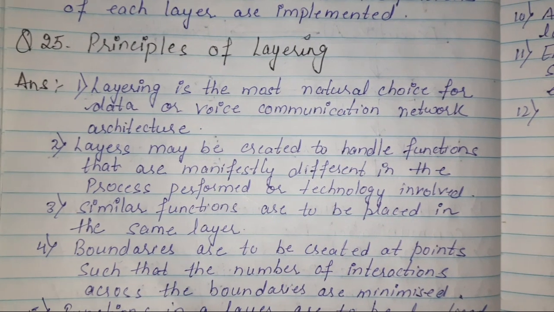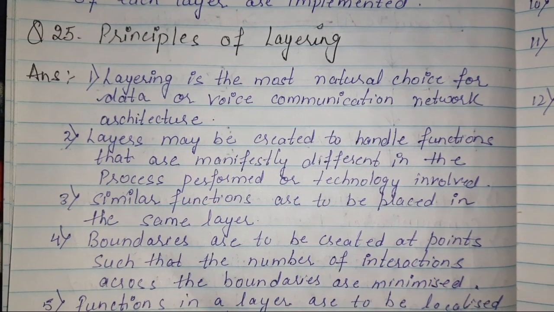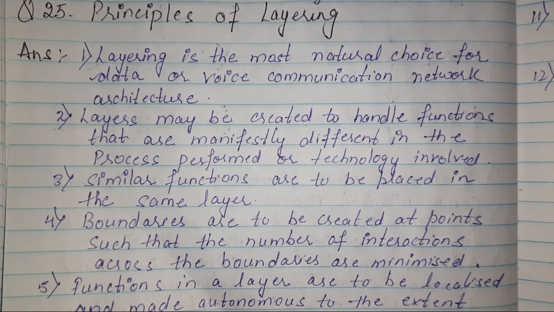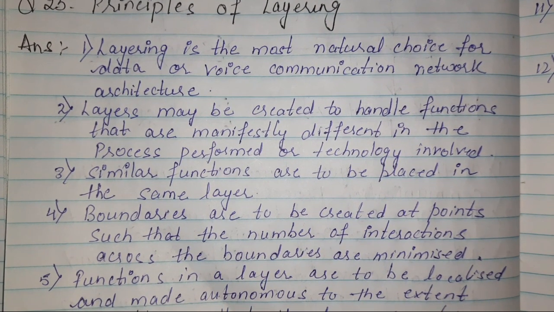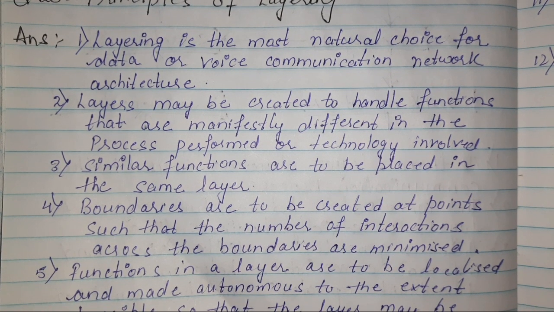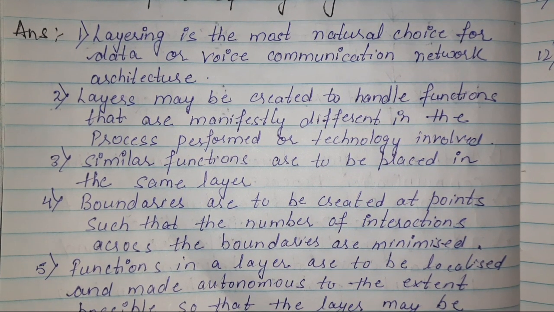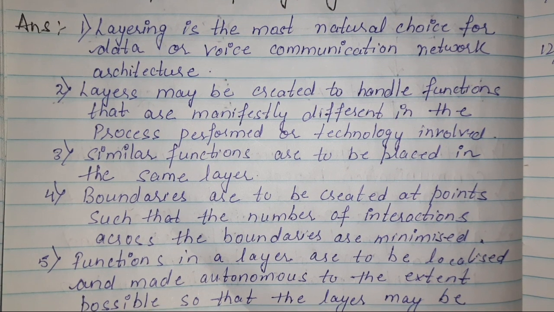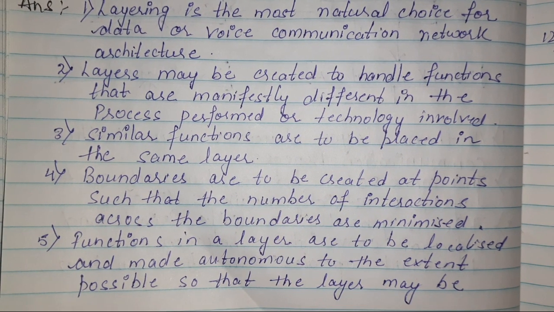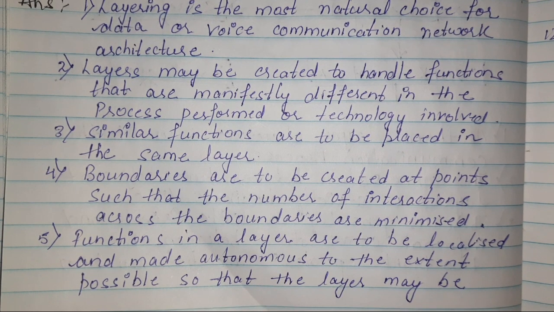Question number 25 is principle of layering. Layering is the most natural choice for data or voice communication network architecture. Layers may be created to handle functions that are manifestly different in the process performed or technology involved. Similar functions are to be placed in the same layer. Boundaries are to be created at points such that the number of interactions across the boundary is minimized.